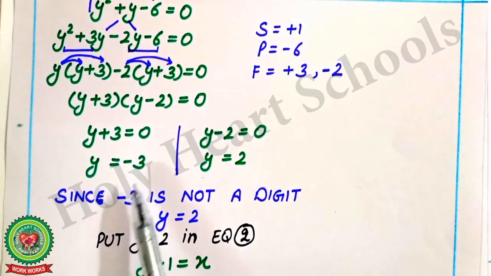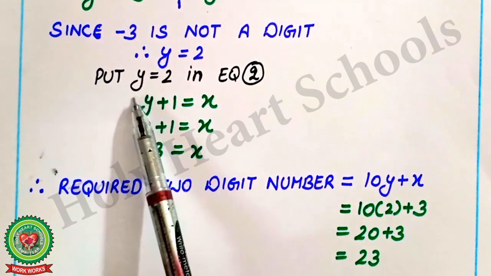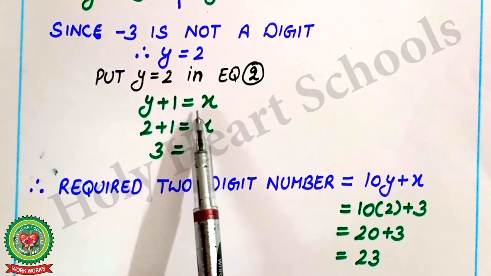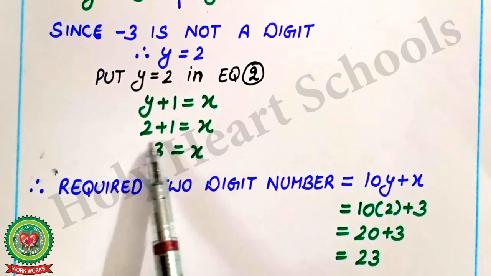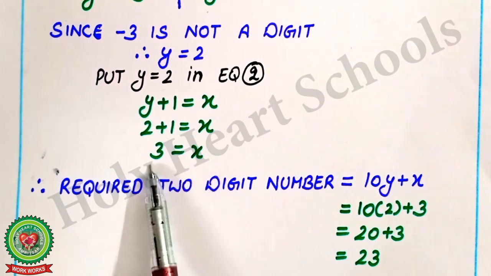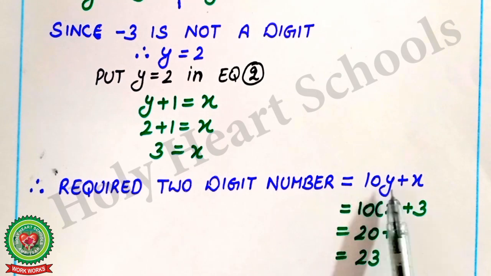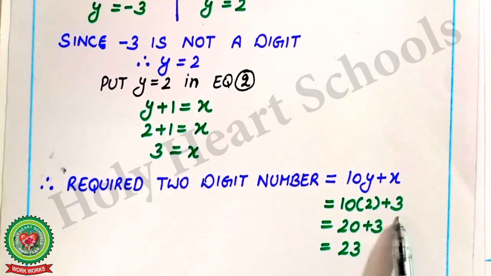Since minus 3 is not a digit, therefore y equals 2. Now put y equals 2 in equation 2. So equation 2 is y plus 1 equals x. Then 2 plus 1 equals x. So 2 plus 1 is 3. Therefore x equals 3. Therefore the required two-digit number is equal to 10y plus x equals 10 into 2 plus 3. 2 into 10 is 20 plus 3, the answer is 23.